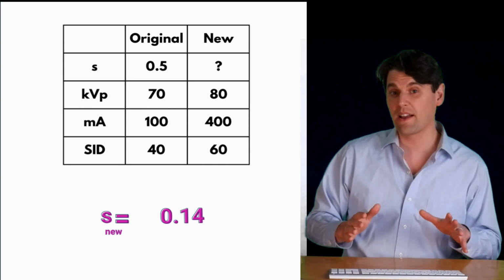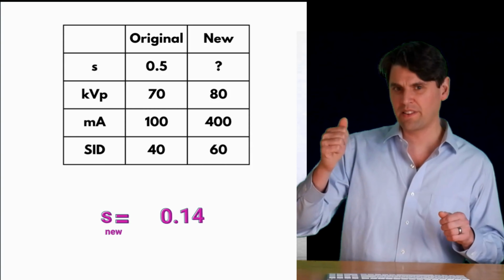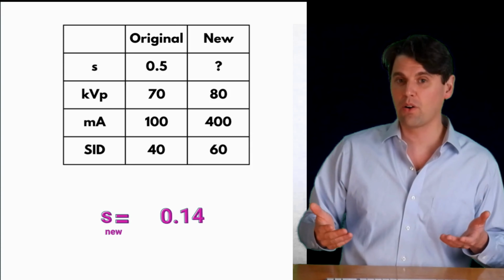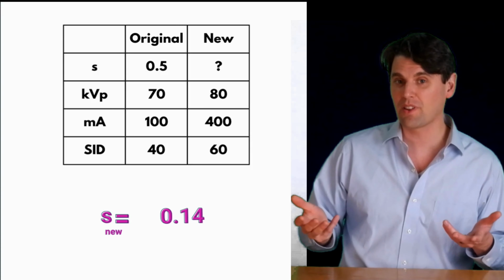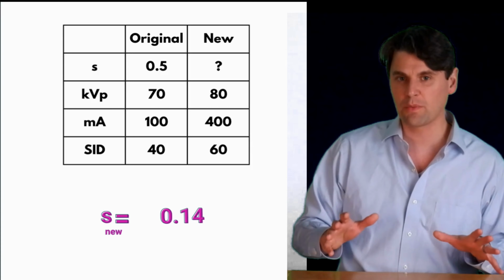We start off with 0.5 seconds, and even though we moved further away, because we increased the mA and we increased the kVp, both of those are going to lead to higher exposures on the detector, and significantly so, we ended up with a shorter exposure time.